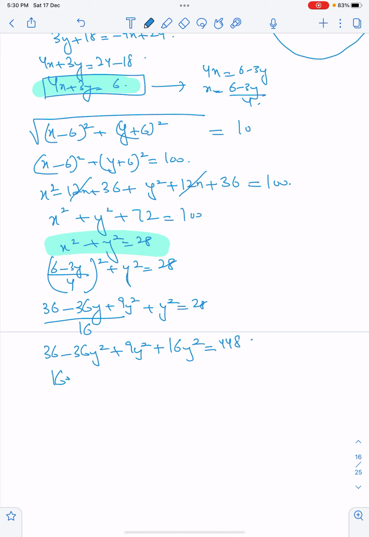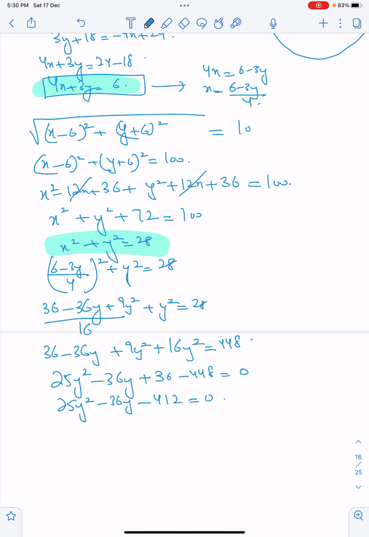Okay, I've got 12y square. 16 plus 9 is 25, y square minus 36y plus 36 minus 448 equals 0. 36 minus 448 is 412, so 25y square minus 36y minus 412 equals 0. So A is 25, B is negative 36, C is negative 412.